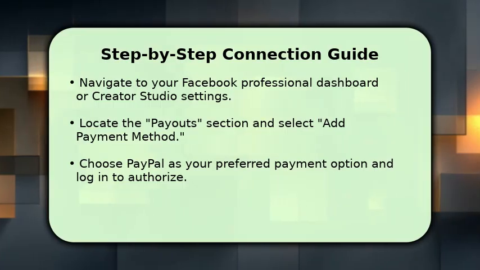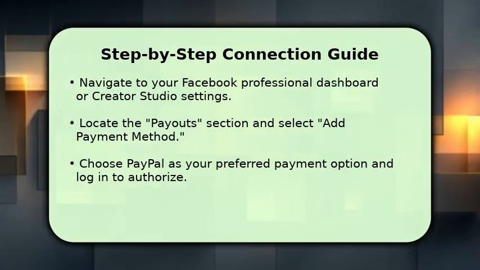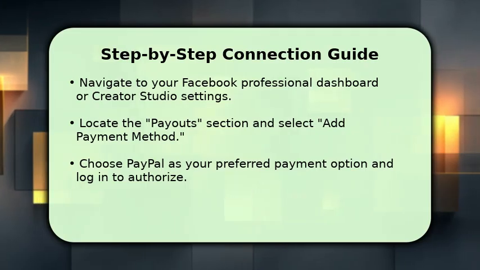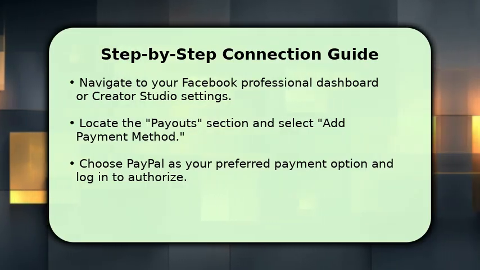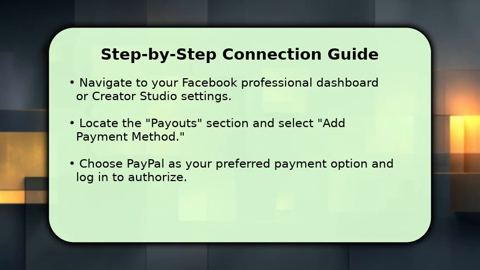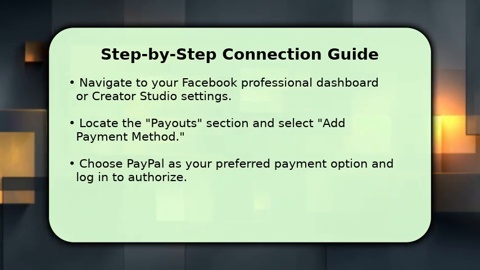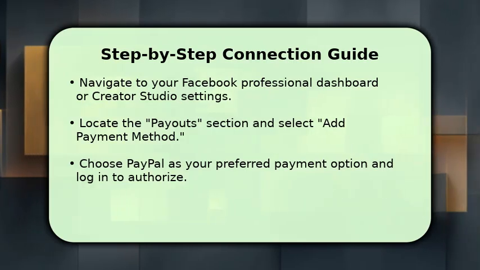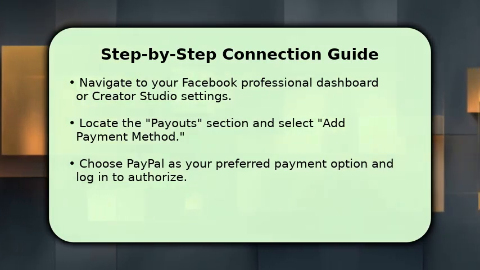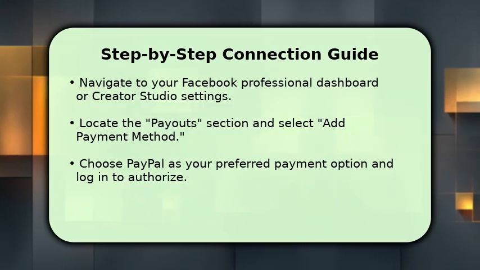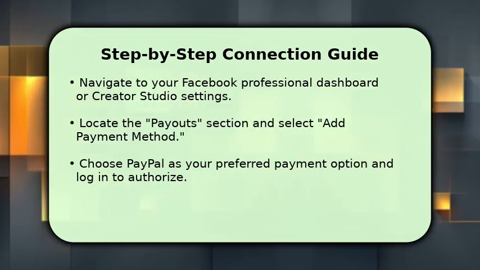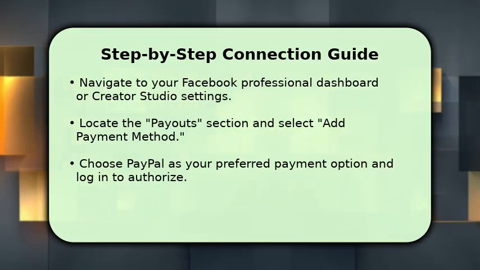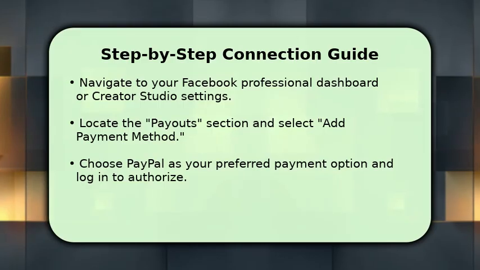Now, let's walk through the actual steps to link your accounts. Begin by going to your Facebook Professional Dashboard or Creator Studio, then find the Payouts section. Here, you will see an option to add payment method. Select PayPal from the available choices. You'll then be prompted to log into your PayPal account to authorize the connection. After successful authorization, review your payout settings to ensure everything is correct.